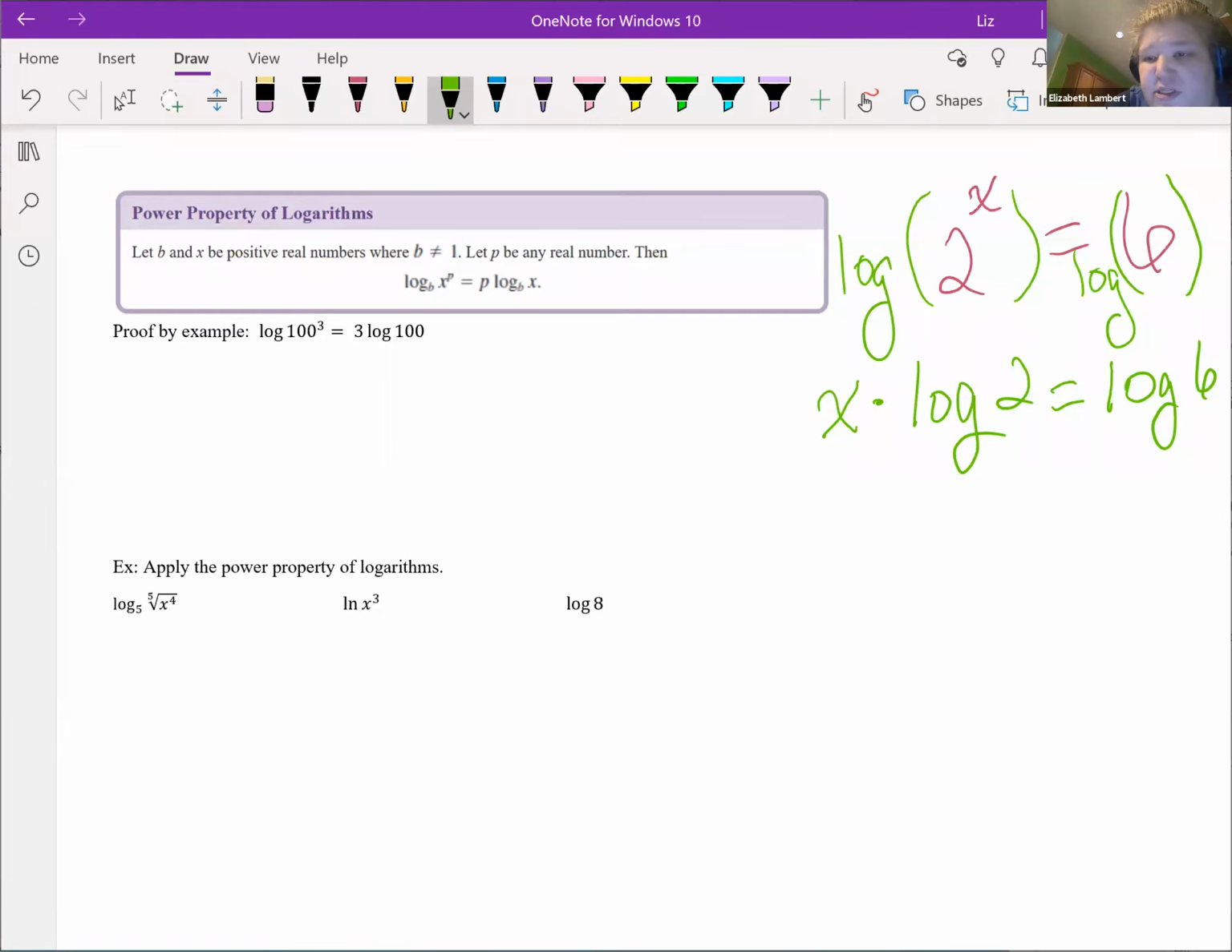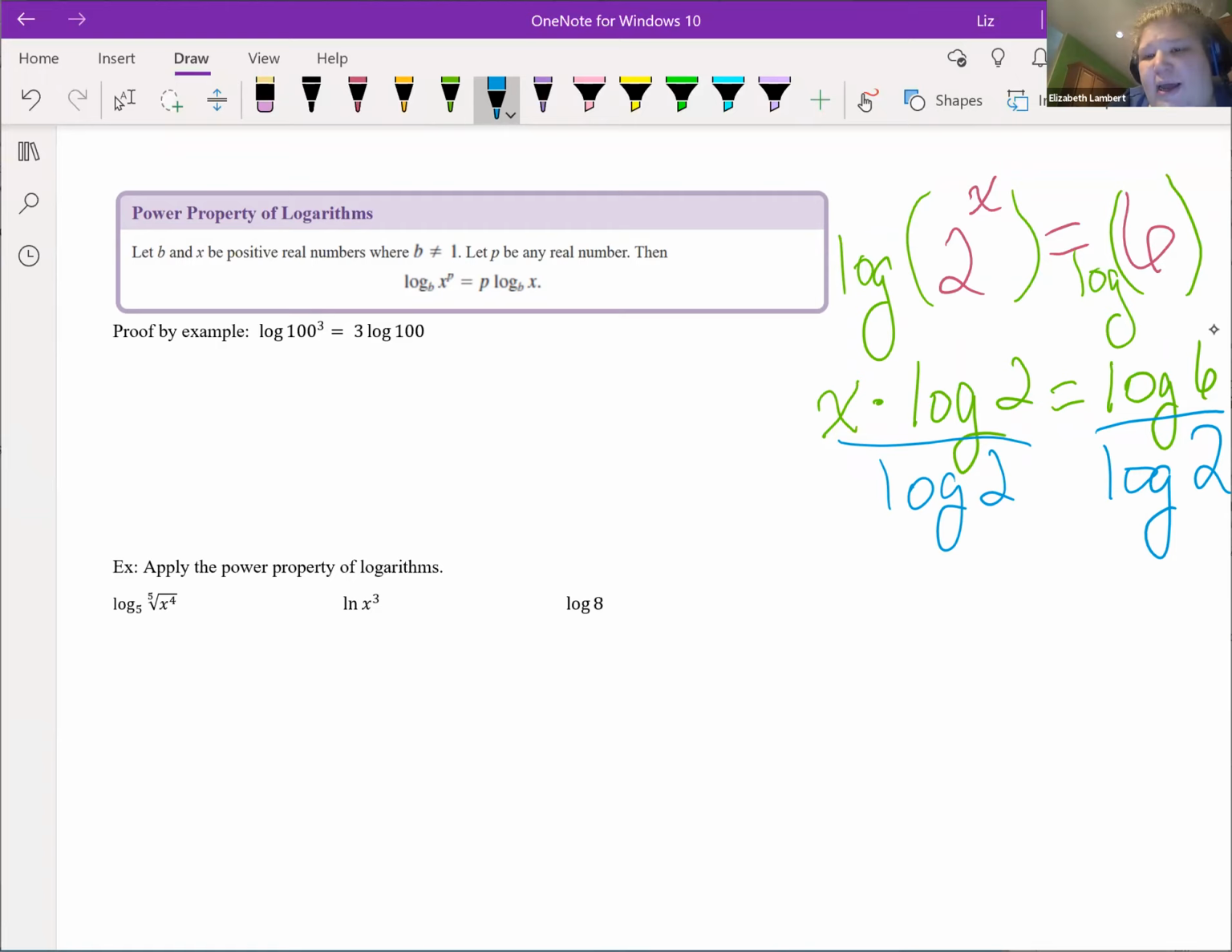And since the log of 2 is a number and it's being multiplied to the x, I can actually divide it over. And we're going to see this in a minute. This is actually how we're going to find the change of base formula. So now I actually have an expression I can calculate for x. Very, very powerful.